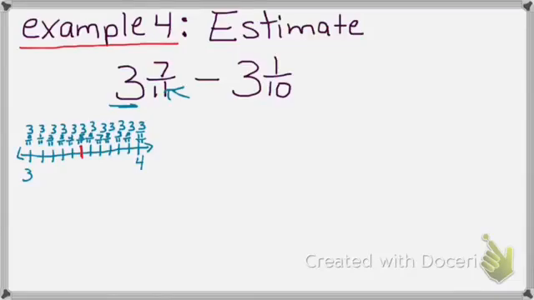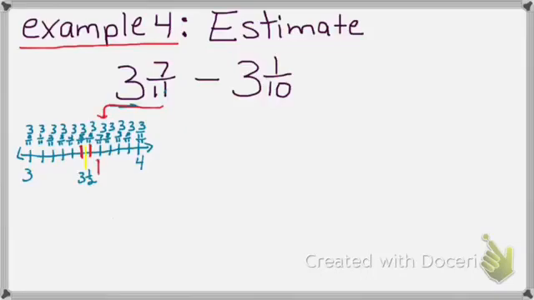11 plus 1 is 12. What's half of 12? 6. Here's my 6 elevenths. So my halfway mark will be right between them, and that would be my 3 1/2 mark. Find my 3 and 7 elevenths on the number line.